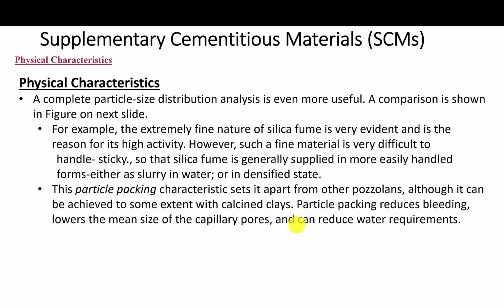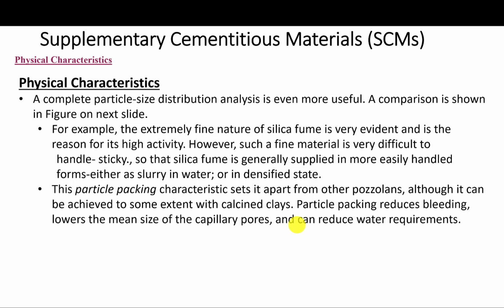But as I said, the benefit of the very fine nature of the silica fume is its ability to pack between the cement particles. This particle packing characteristic sets it apart from other pozzolans, although it can be achieved to some extent with calcined clays. Particle packing reduces bleeding and lowers the mean size of the capillary pores. And you remember, you go back to the microstructure of the cement paste. It lowers the mean size of the capillary pores, and if used correctly, can reduce the water requirements. Okay.